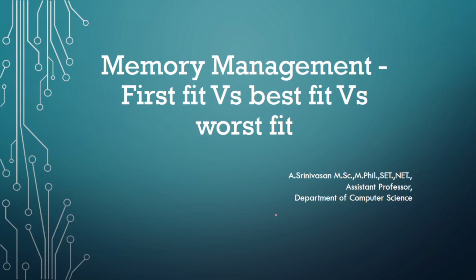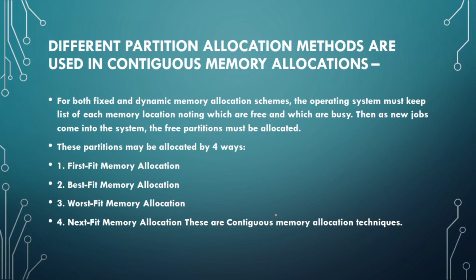In this video, we will see first fit, best fit, worst fit, and next fit allocation strategies. For both fixed and dynamic memory allocation schemes, the operating system must keep a list of each memory location, noting which are free and which are busy. Then, as new jobs come into the system, the free partitions must be allocated.